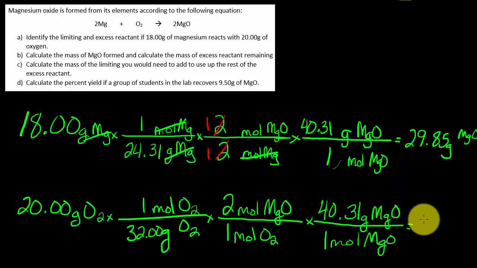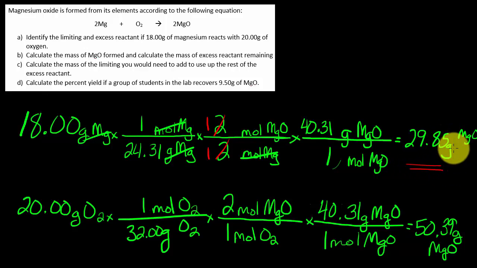So 50.39 grams of magnesium oxide. All right, so we have 2 answers here. So what do these 2 answers mean? What do they do for us? Well, what we've essentially done here is we've said, okay, if we have 18 grams of magnesium and we use all of it, how much product can we make? We can make 29.85 grams. And if we have 20 grams of oxygen and we use all of it, how much product can we make?